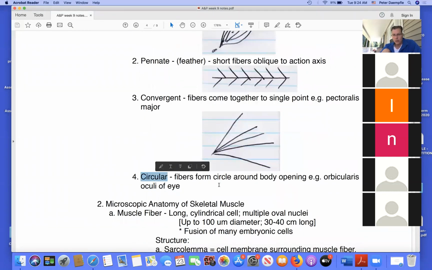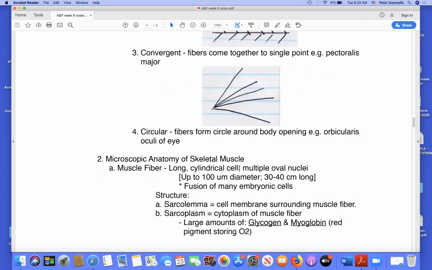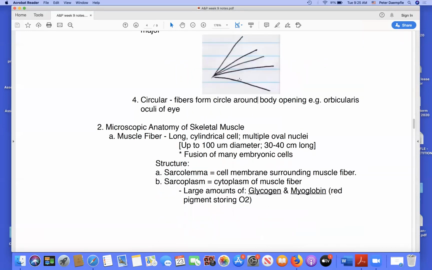Circular arrangement of fibers is your lips, your eyes: close your eyes, open and close your lips. It forms a circle around an opening and opens and closes. That is what a circular muscle does. The orbicularis oculi of the eye is our main example. All right, so I'll give you an example of each, and it makes common sense, right? The arrangement of the fibers dictates how the muscle moves, always along the way in which the fibers are.